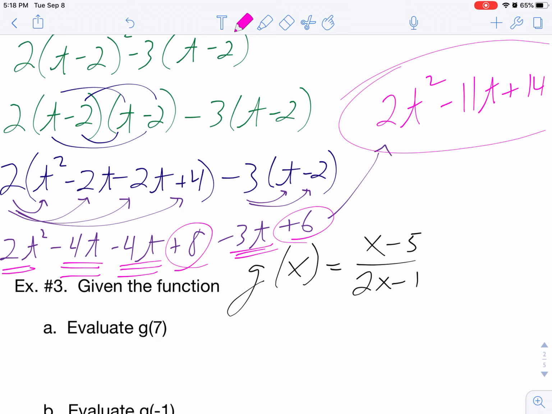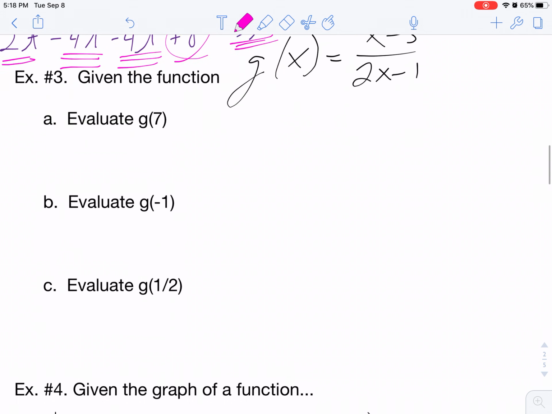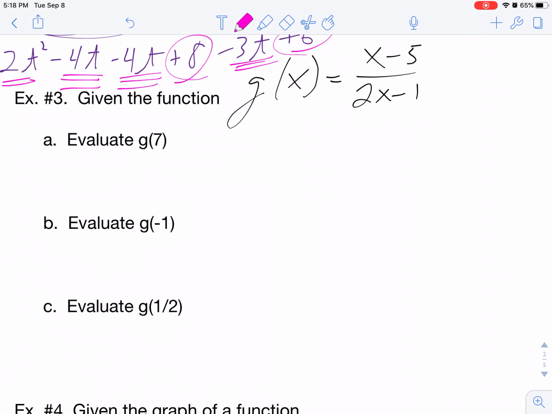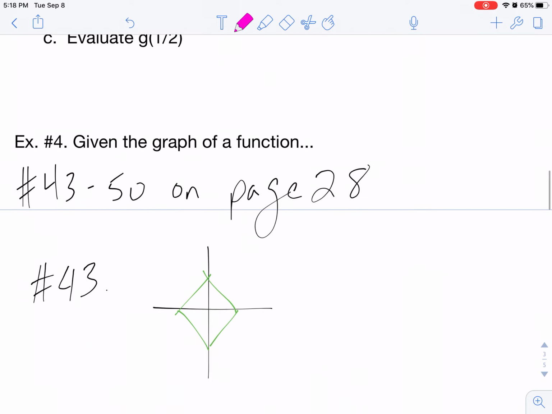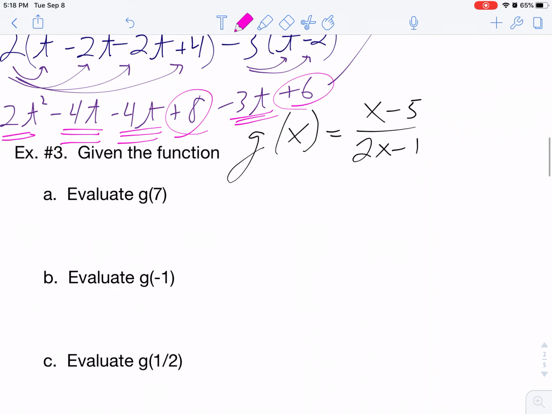Okay, so that's the end of example 2. And again, I think that's the toughest one I have on here. Now, the next one, example 3, is really similar to that. So I think I'll do the rest of these in part 2.